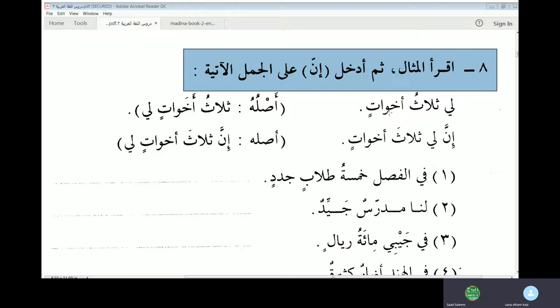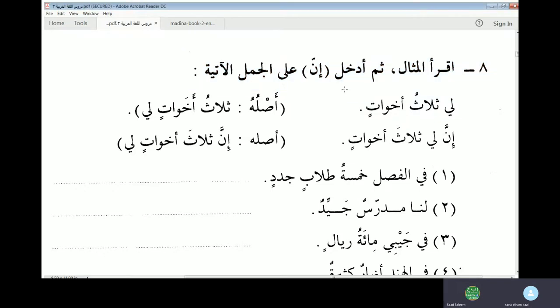Read the example, then enter inna on the following sentences. Li thalath akhawat, I have three sisters. Actually, it is three sisters I have, three sisters are with me, belong to me.